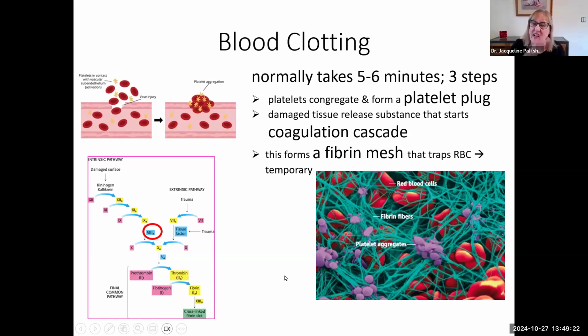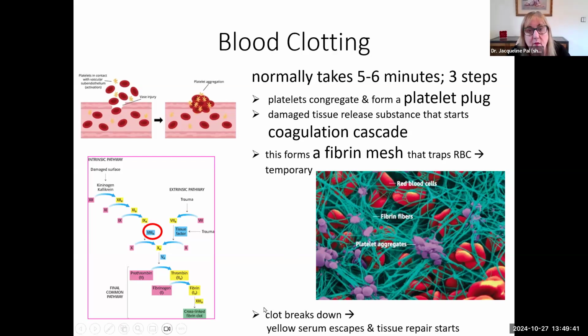So stop and think. Have you ever skinned your knee or something and it was dry so you wore shorts and then later on you noticed you had this yellow stuff leaking from it? That was the serum. Well, that was because the fibrin mesh was breaking down. Okay, the clot was breaking down, and so that is what has to happen before the tissue can start repairing.